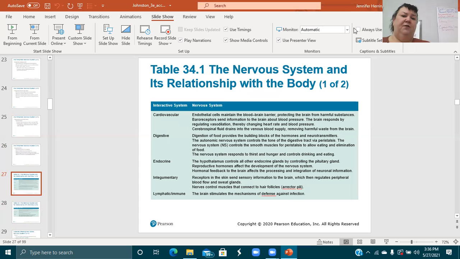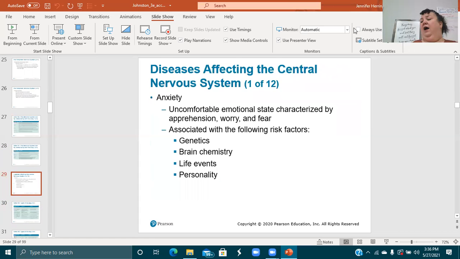Table 34.1 depicts the nervous system and its relationship with the body. I'm not going to go through that table. I highly recommend that you do so, though.